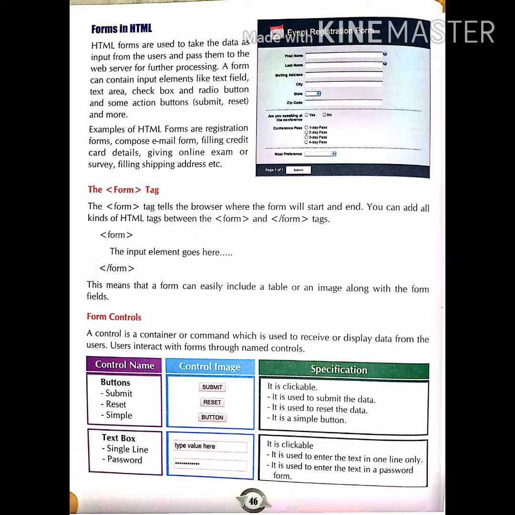The form tag tells the browser where the form will start and end. You can add all kinds of HTML tags between the form and /form tags. This means that a form can easily include a table or an image along with the form fields. Form controls. A control is a container or a command which is used to receive or display data from the users. Users interact with forms through named controls.